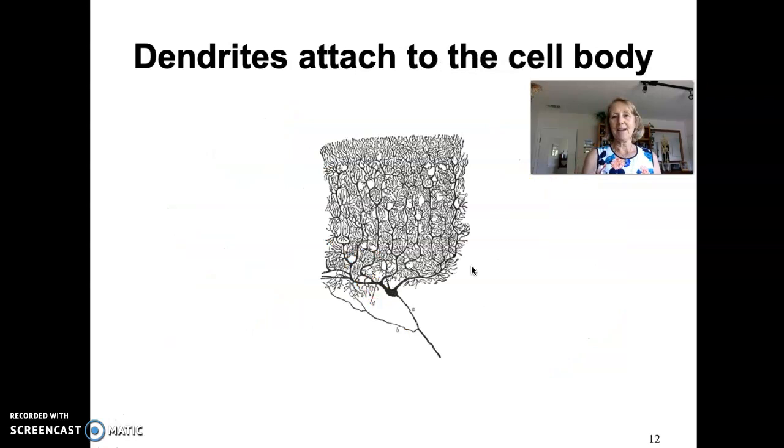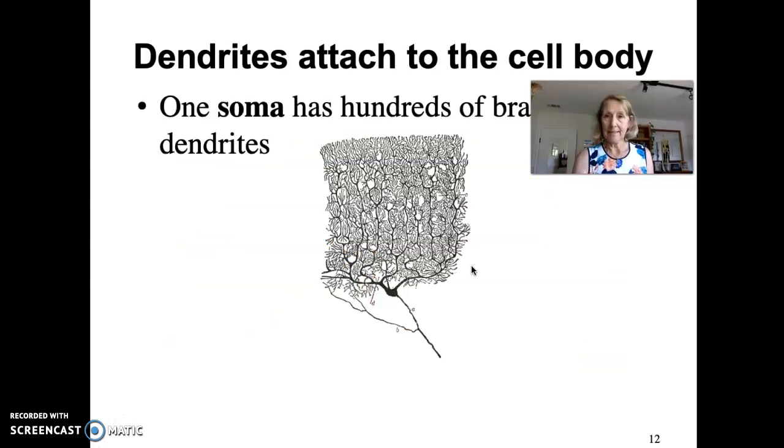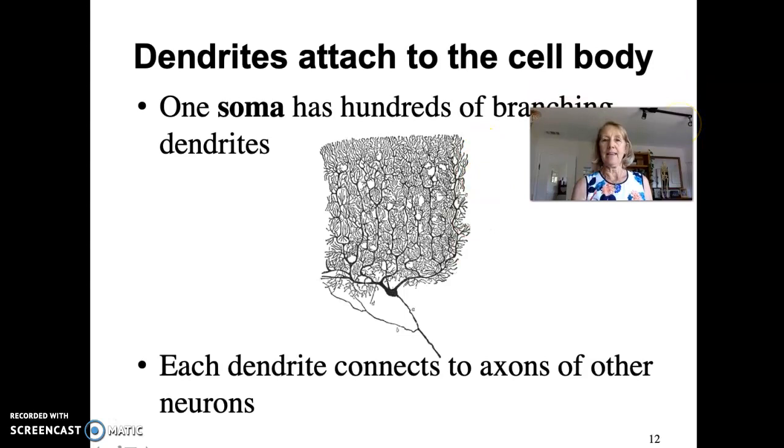So dendrites attach to the cell body, but look, they could be amazing. You could have hundreds of branching dendrites coming off, not just 2 or 3 the way we draw them usually. Okay, so these are intense, and each dendrite connects to axons of other neurons. So there it gives you an understanding of that wiring that I showed you behind that computer on the first slide, where things get completely tangled and hard to decipher.